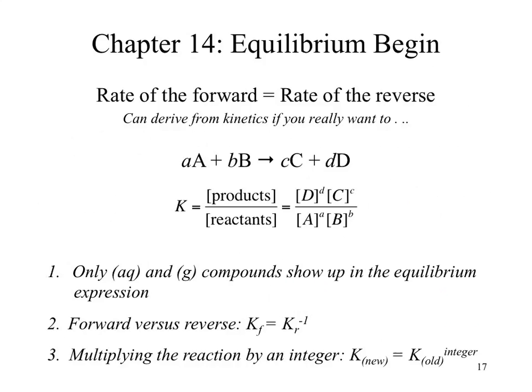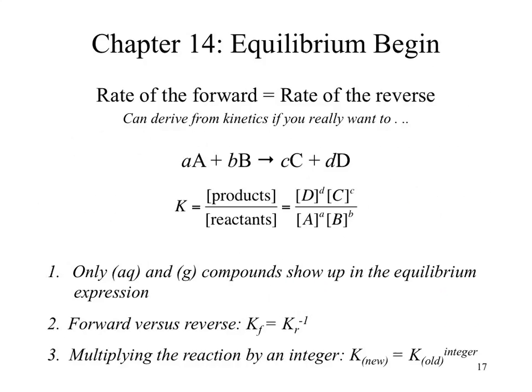As far as some rules that apply to that, the only things that show up are aqueous compounds and gases. We do not include solids or liquids because their concentrations through the course of a reaction effectively stay constant. So we don't have to worry about them. We can group them in with our equilibrium constant. We don't have to stress about dealing with those numbers. If we look at the forward versus the reverse reaction, what's the relationship between them?